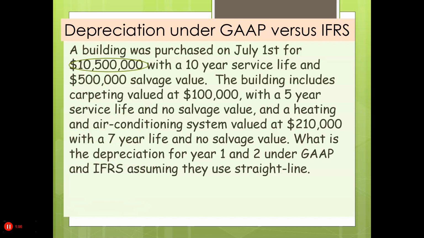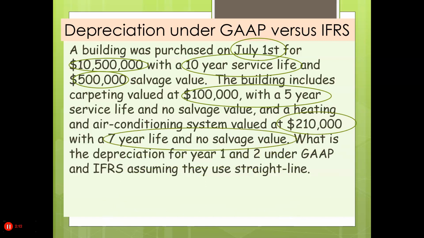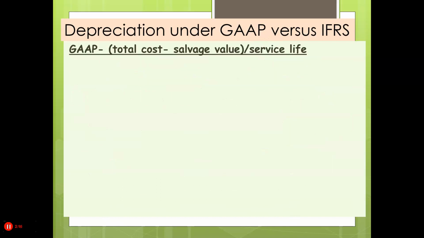Well, first of all, we need to know what it cost. We need to know the salvage value. We need to know its service life. We need to know when we bought it. We need to know the components, since we're going to be looking at the international standard, and we need to know the life of each one of those components. So let's first do it under GAAP.